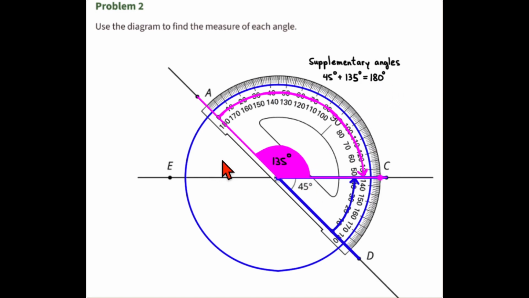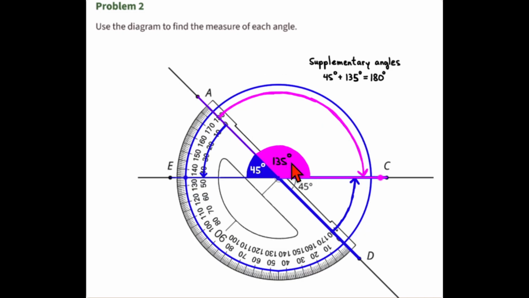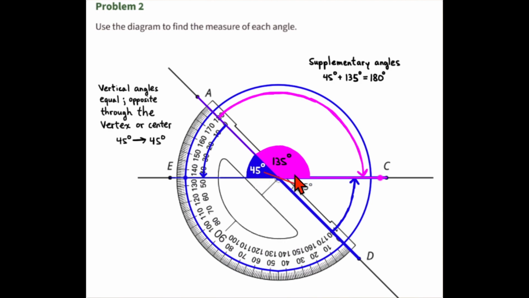So this angle right here, EBA, adds to 180 degrees with this 135-degree angle. So this angle right here is 45 degrees. It's supplementary with a 135-degree angle, so they add to 180 degrees. It's also a vertical angle that forms with this 45-degree angle. So when you have two lines that intersect, the angles directly across through the intersection are equal. So this angle is equal to this angle. Vertical angles are equal, opposite through the vertex or center. In this case, they are 45 degrees.